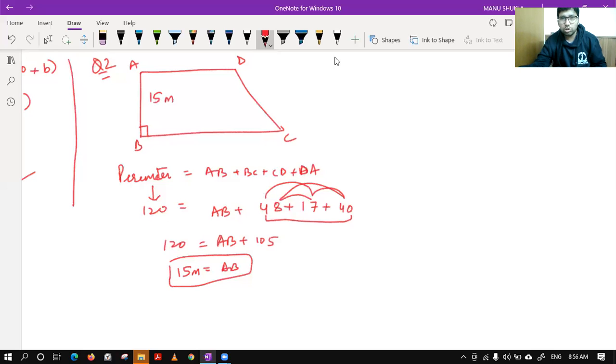We already know the length of AD is 40, and BC is 48 meters. So this is your A, this is your B, this is your H. Just put in the formula. Yes, it is correct, Harshul. So now the area is equal to half into height into sum of parallel sides. We have seen the formula. Now put the values.